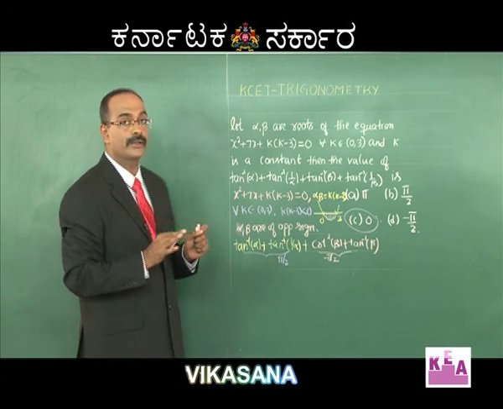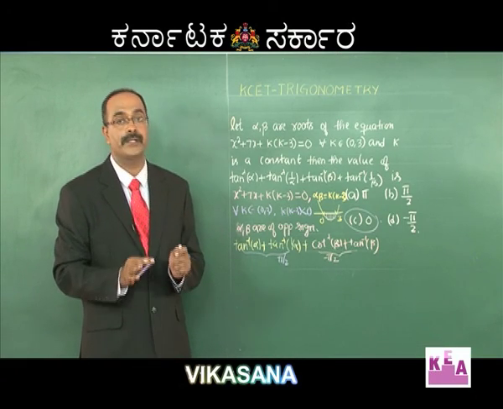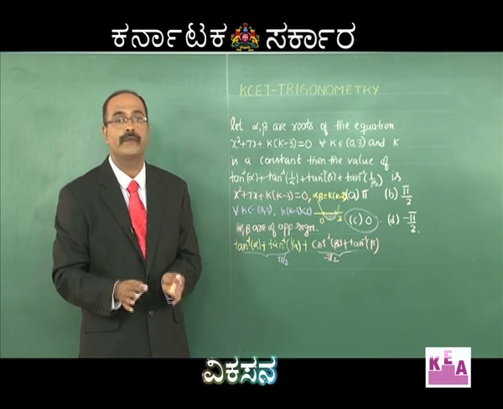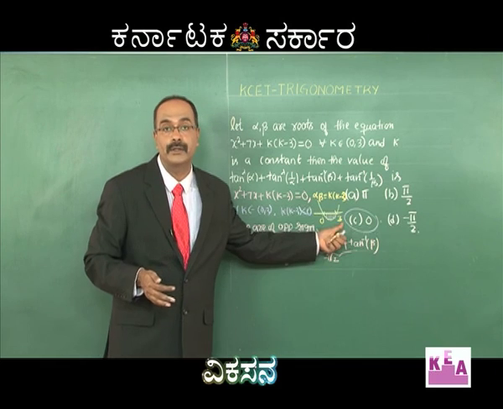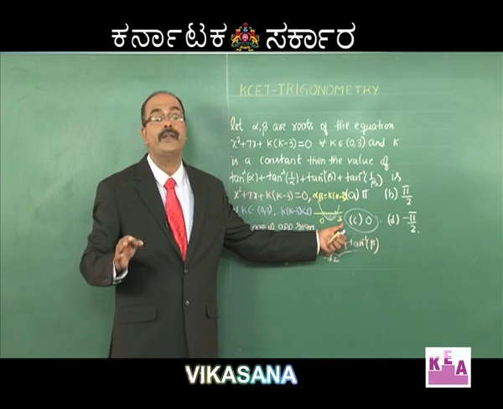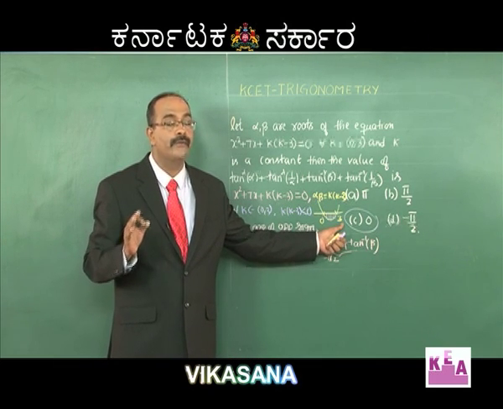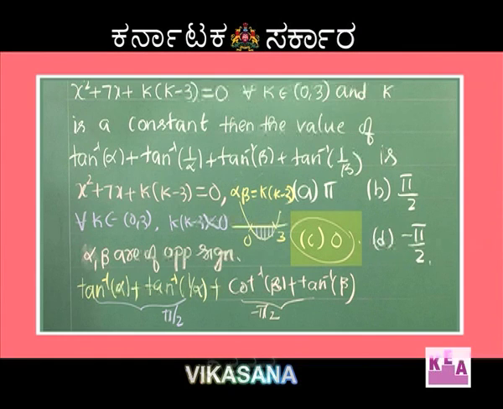I hope you have understood this. 90% of the students, when it was given in the exam, have written the answer as pi instead of writing 0. That's why you must be very, very cautious while deciding which is the correct option. Got it, dear students? Now let us go to the next problem.